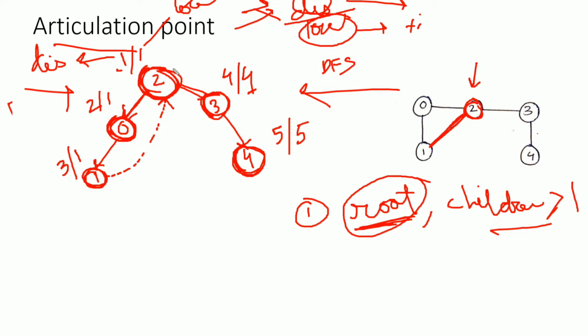So if I remove this vertex 2 from this DFS tree, it will separate the graph into this component and this component. So vertex 2 will be an articulation point. So this is the first rule.